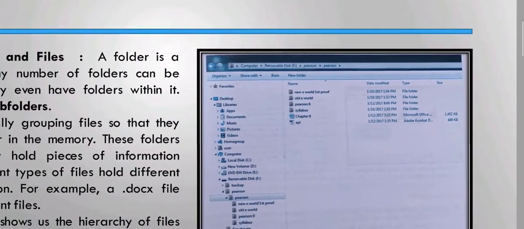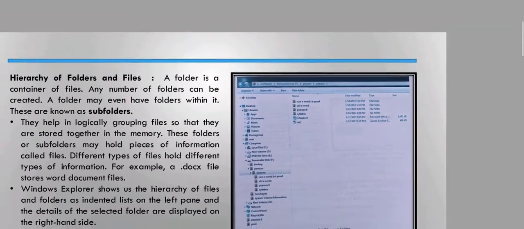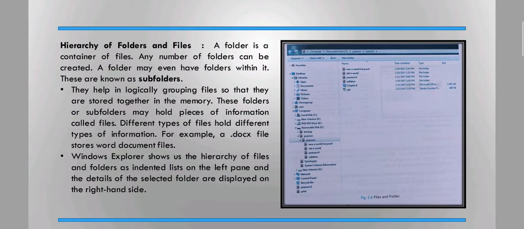This folder and subfolder may hold pieces of information called files. Okay, different types of files hold different types of information. For example, docs files. Here you can see the docs file, and a Word document file or PDF file, etc. Okay, we can easily store different types of files in Windows Explorer.